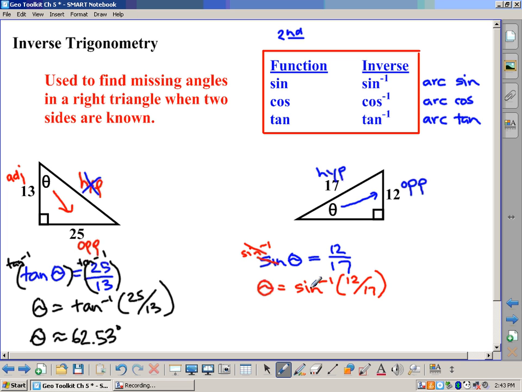Once again, on your calculator, grab it, press second, and then the sine button, and then press 12 divided by 17. And when you're done doing that, you'll see that theta is about 44.90 degrees if you round off to two places. So that's the basics on how to find the missing angle in a right triangle when we know two sides.